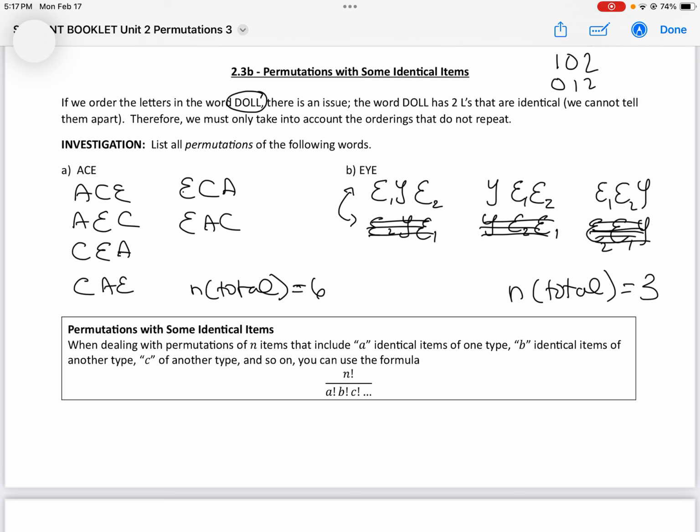So how do we do this without listing? Okay, permutations with some identical items. When dealing with permutations of n items that include A identical items of one type, it could be 3, could be 8, we don't know. Okay, B identical items of another type, C identical items of another type, and so on. What we end up doing is we take that factorial and we divide out the duplicates. So if there's, like, for example, 3 duplicates of something, and then 2 duplicates of something else, and then 4 duplicates of something else, that would be our denominator. 3 factorial, 2 factorial, 4 factorial.